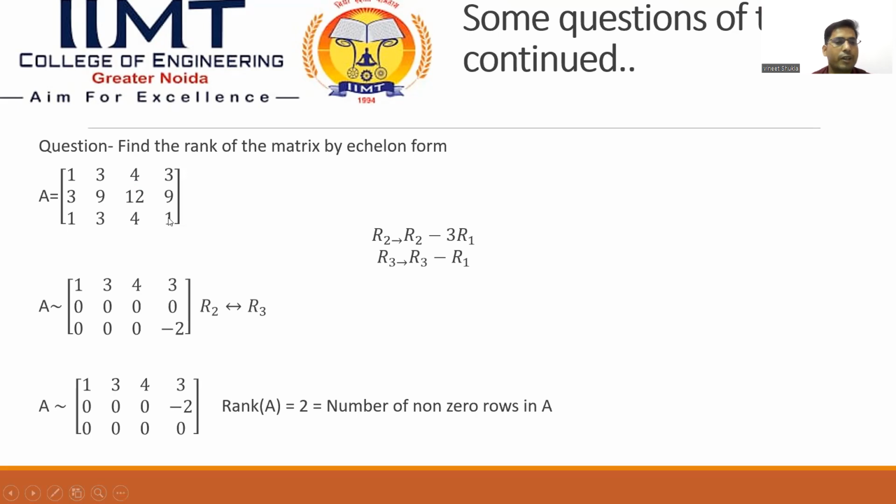Now we will apply the row elementary operations: row 2 minus 3 times row 1 and row 3 minus row 1. We apply the row elementary transformations and we get the matrix 1 3 4 3, 0 0 0 0, and the third row is 0 0 0 minus 2. Then we interchange row 2 and row 3 and get the matrix 1 3 4 3, 0 0 0 minus 2, and 0 0 0 0, that is the echelon form of A. Here the number of non-zero rows is 2, therefore rank of A equals 2, that is the number of non-zero rows.